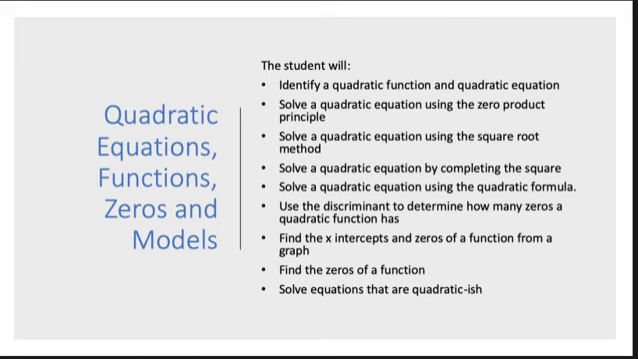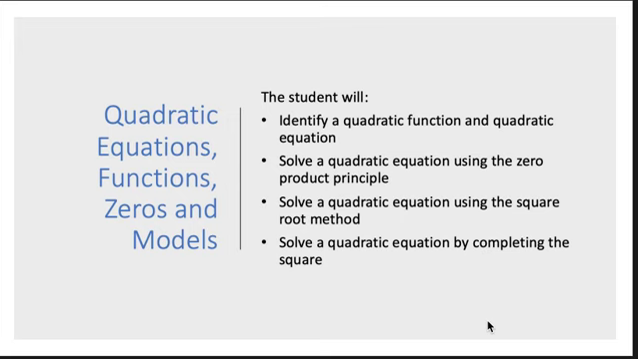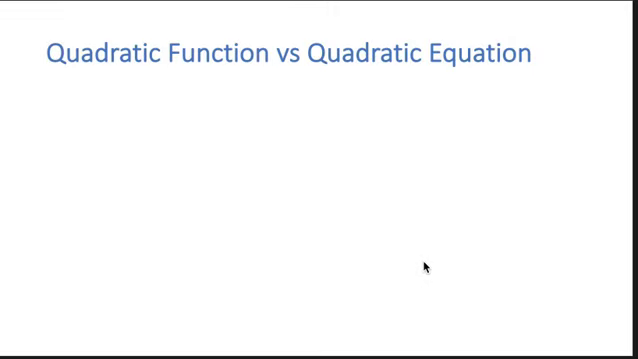The first screencast today, the one you're watching now, we are going to cover these 4 learning outcomes. We're going to learn how to identify a quadratic function and a quadratic equation. We're going to solve a quadratic equation using the zero product principle. We're going to solve a quadratic equation using the square root method, and we're going to solve a quadratic equation by completing the square. So the first thing we want to do is talk about what is a quadratic function and what is a quadratic equation.